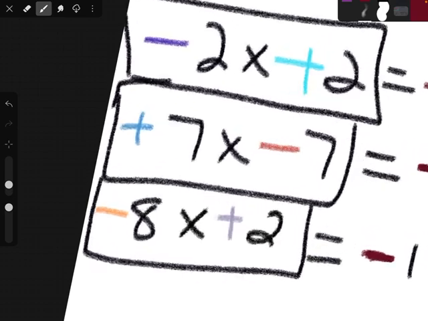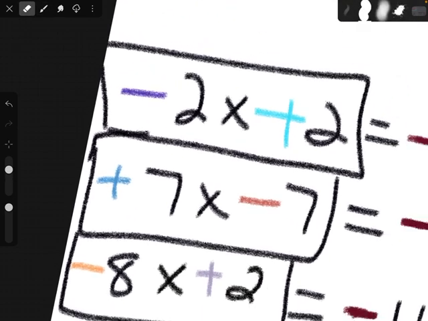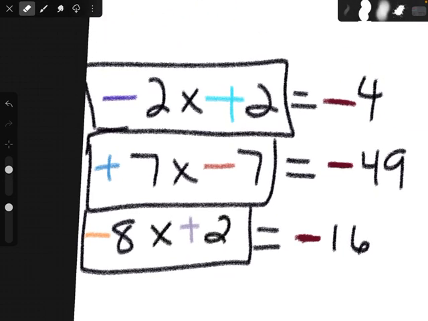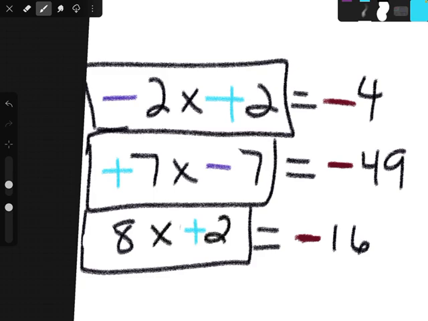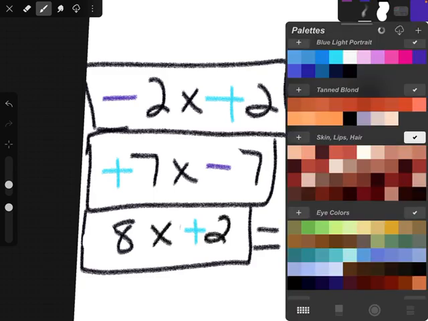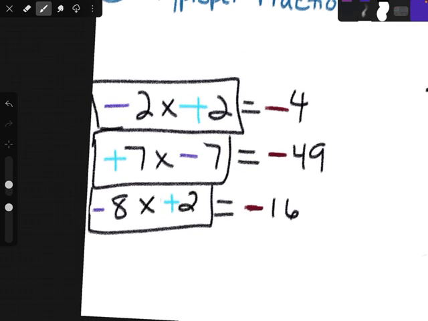Maybe I should color it different. Let's see if I can make this pattern pop more. All right, I want to keep the colors in the front, the beginning colors. So let's keep those and use them for our symbol colors. All right, so negative, positive, positive, negative. Okay, does that make more sense? Yeah? Okay, look at the pattern.